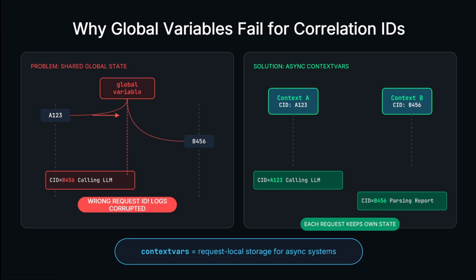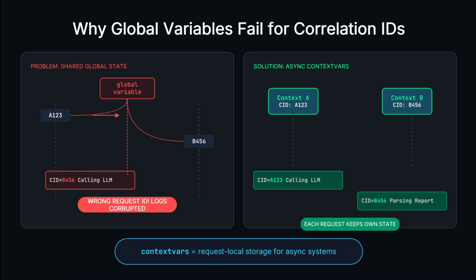And this is the problem that context variables solve. A context variable is created once, but each request gets its own value. So even if multiple requests are running at the same time, they do not overwrite each other. Think of it like a hotel reception desk. Each guest gets their own room key even though the same desk is used. So request A gets A123, request B gets B456, and they stay isolated. This gives us request-level storage in asynchronous systems.